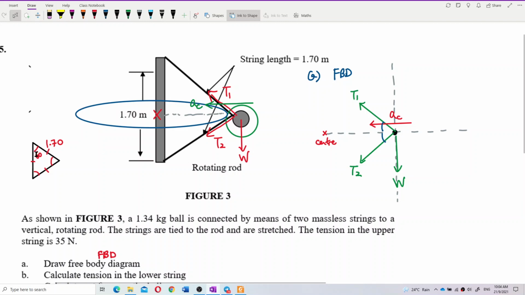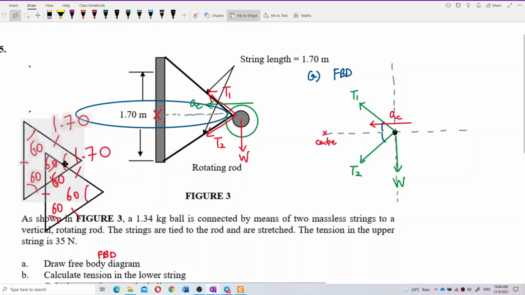Okay, it is 60 degrees, 60, 60. So now this 60 here is also 60. All 60 degrees. I just want to make it bigger so you can see clearer.